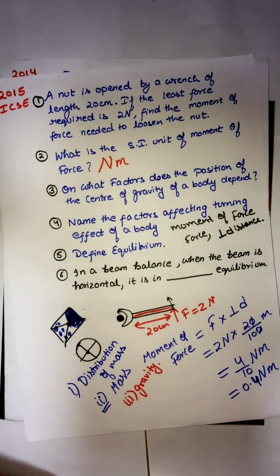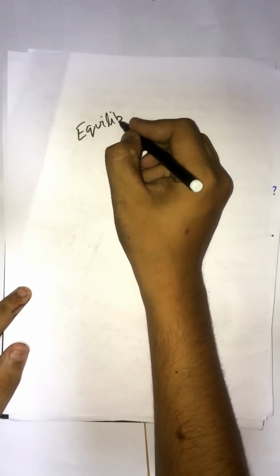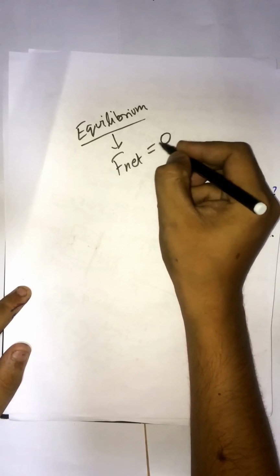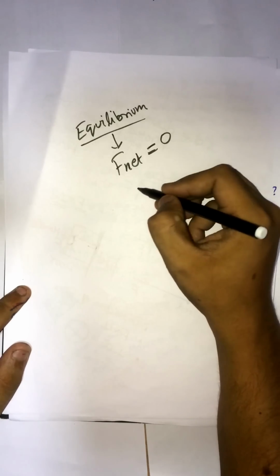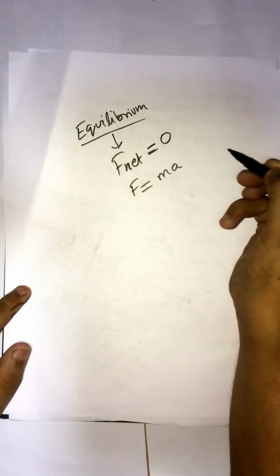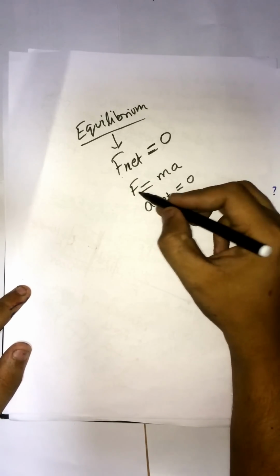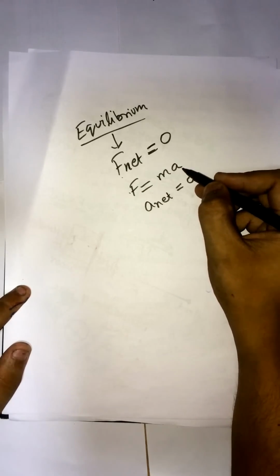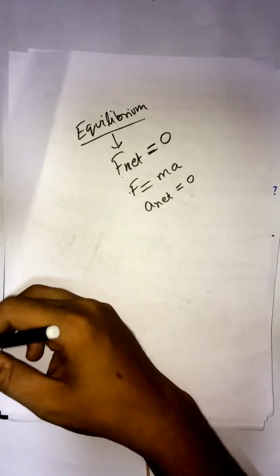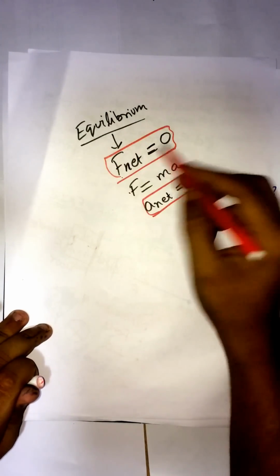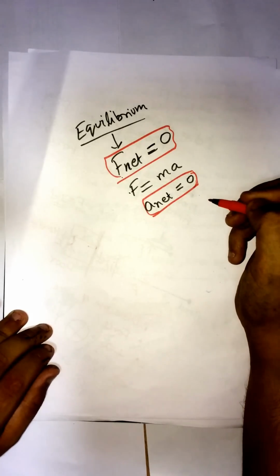Okay. So the next question we have is: define equilibrium. Now what is equilibrium? Equilibrium is that state of a body in which the net force on the body is zero. What will happen with the net force zero? You see, the formula for force is mass into acceleration. So if force is zero, acceleration will also be zero. Mass cannot be zero for any body, so acceleration must be zero. Any body which exists will have mass. So the net force on the body should be zero, which denotes the net acceleration should be zero.